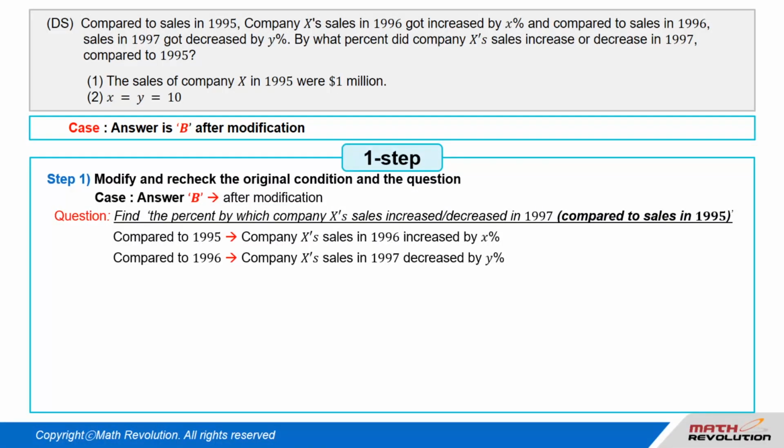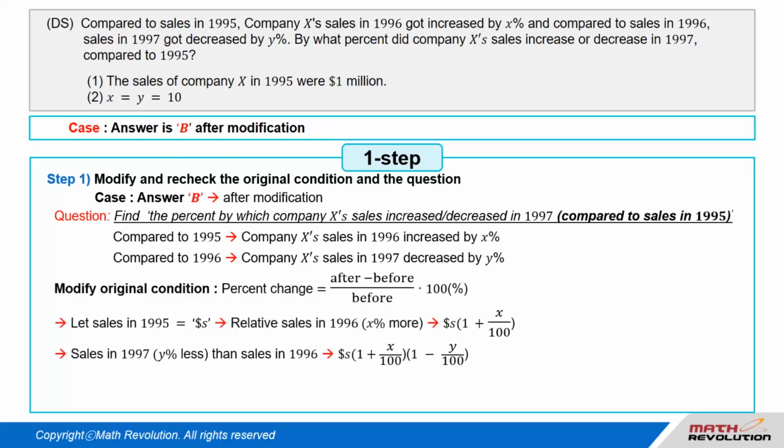We have to find the percent by which Company X's sales increased or decreased in 1997 when compared to sales in 1995. Compared to 1995, Company X's sales in 1996 increased by X%, and compared to 1996, sales in 1997 decreased by Y%. Let's modify the original condition. Now, the question talks of percent change, which is after minus before over before times 100%. And we can say that before is sales in 1995.